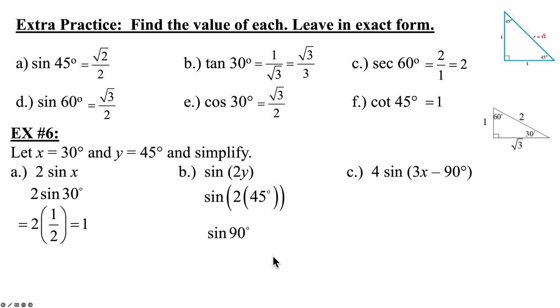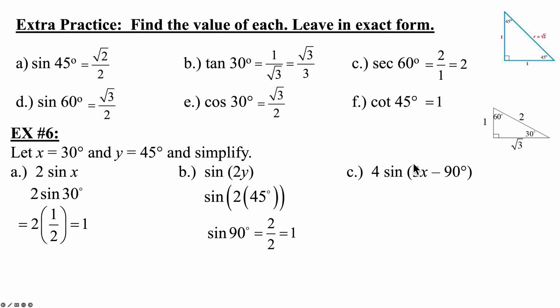Now, if you can't remember that chart that we did, you can still use the 30, 60, 90 right triangle. I'm going to show you a nice little sneaky trick here. Go to 90 degrees. Go opposite 2 over hypotenuse 2. 2 over 2 is 1.